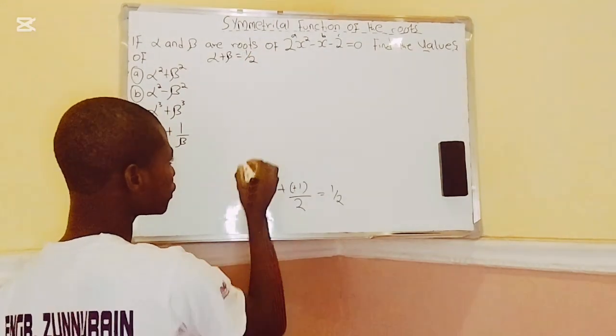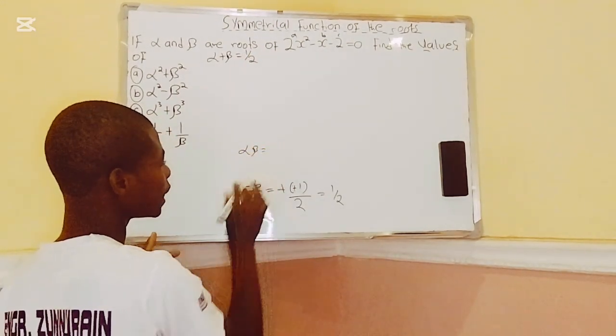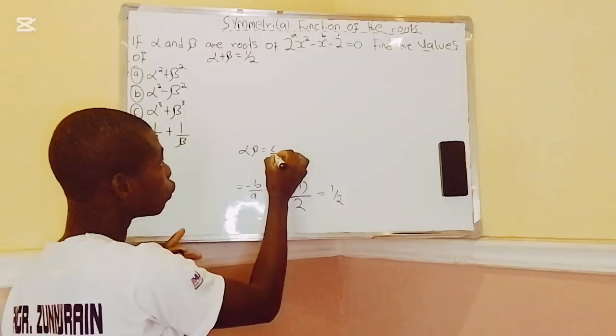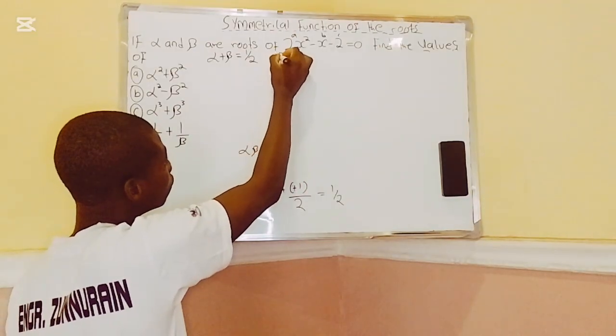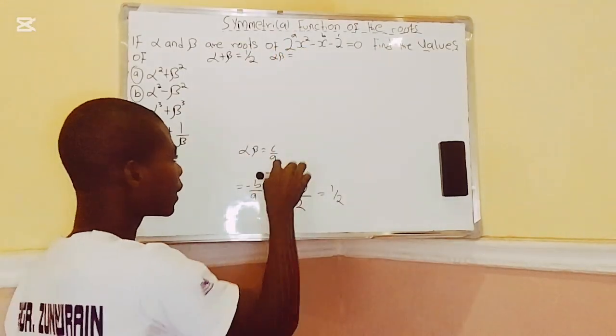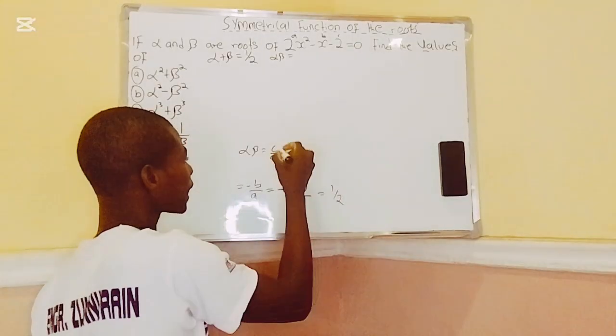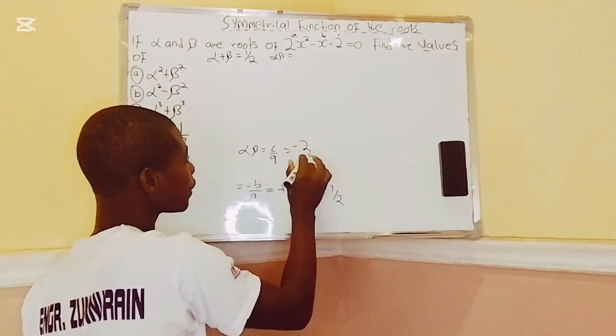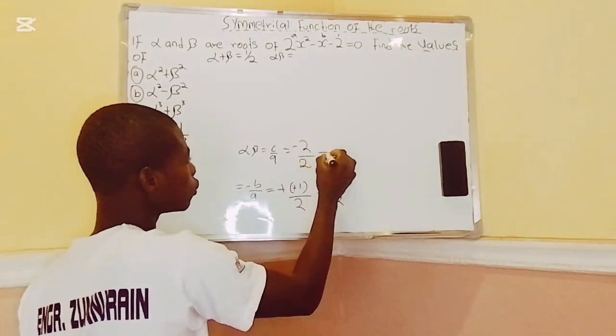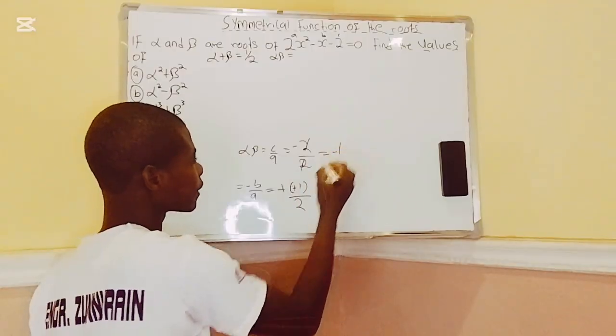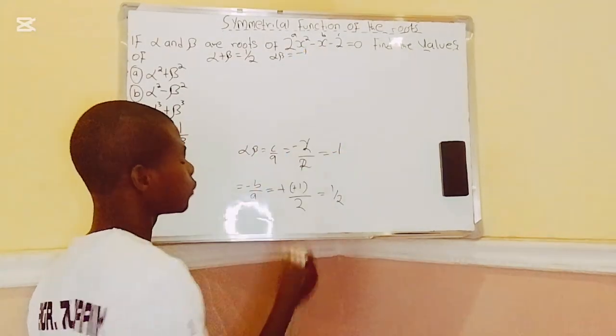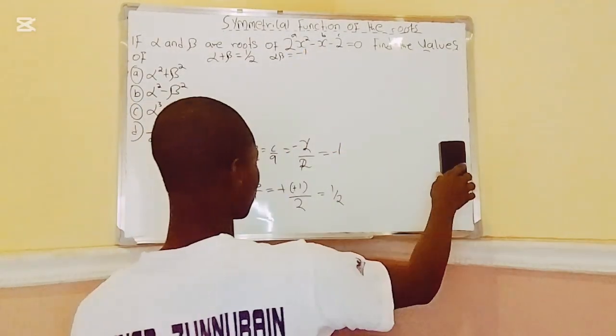So therefore, the product of the roots, which is alpha beta, will be equal to C over A. So therefore, the product of the roots, the value of C, which is negative 2, and the value of A, which is 2. So therefore, negative 2 over 2 will become negative 1. So therefore, the product of the roots is negative 1.